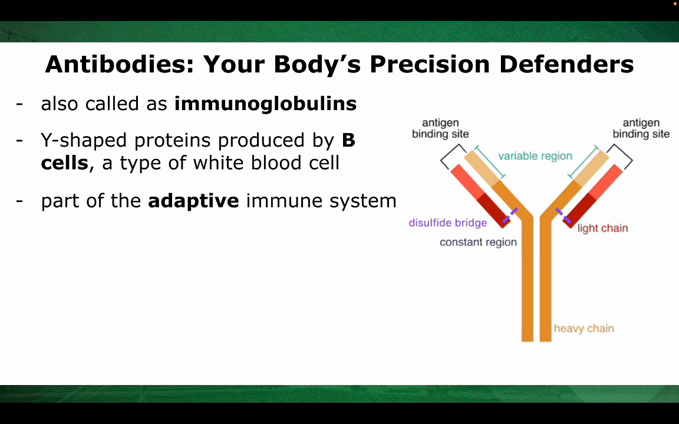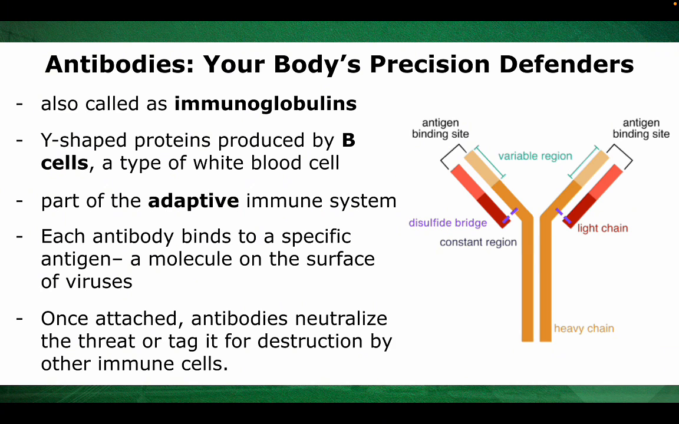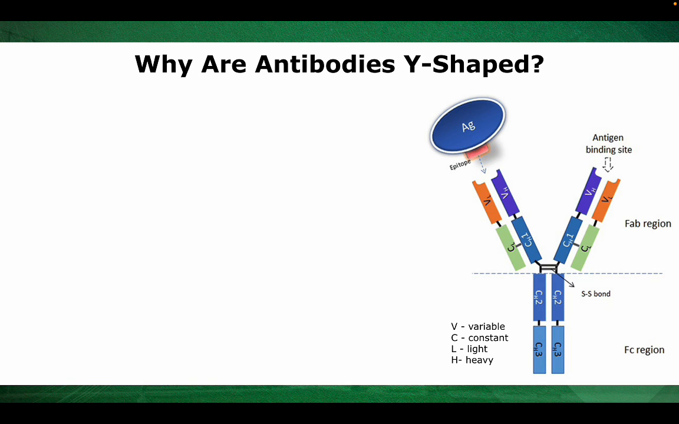It's like when you get infected with chickenpox virus for the first time. Your immune system remembers it. It will be stopped quickly when you get infected again. So each antibody is designed to bind to one specific antigen. Again, an antigen is a molecule found on things like viruses, bacteria, or even the wrong blood type. Once an antibody locks onto its target, it either blocks the threat directly or tags it so other immune cells can destroy it.